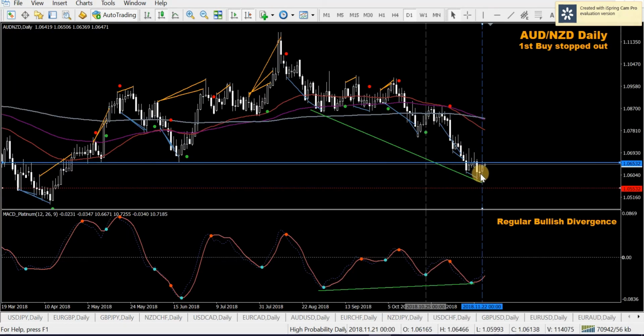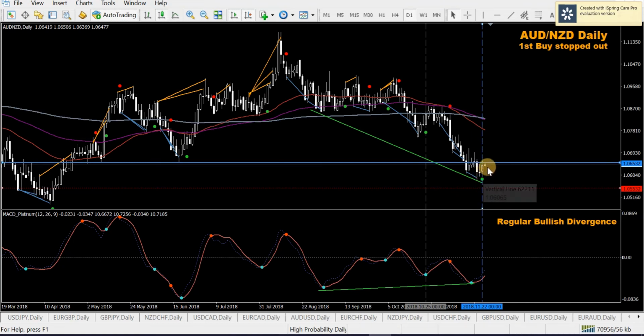Aussie New Zealand, taking a buy this morning. It's a theme, seems to be a lot of New Zealand pairs here. Anyway, we've got regular bullish divergence. My first one was stopped out. Again, you're doing the high risk thing. The MAs are starting to head down, so I guess there is some risk there. I'll just make a little asterisk on my chart so I know.